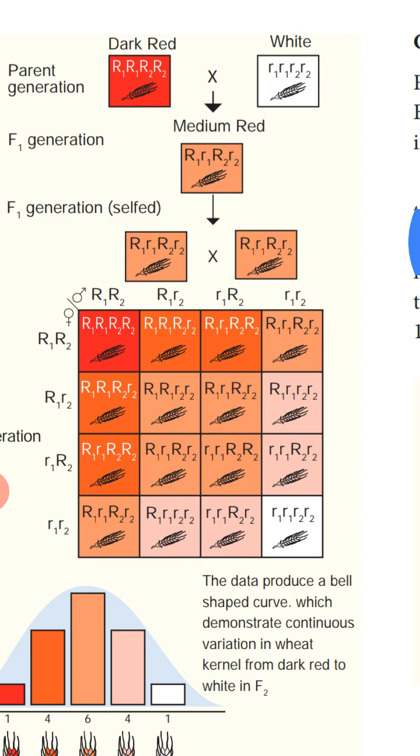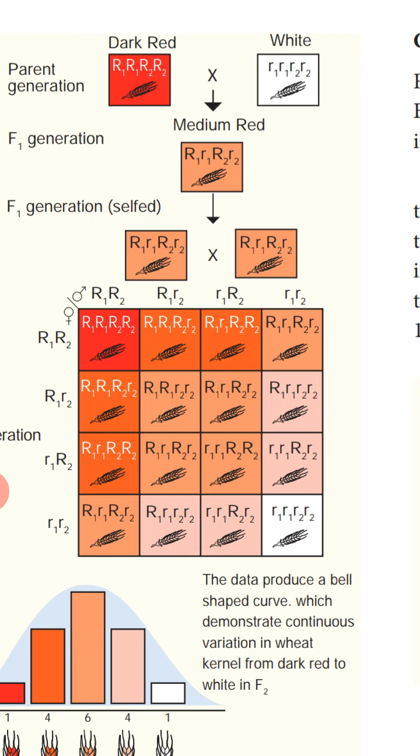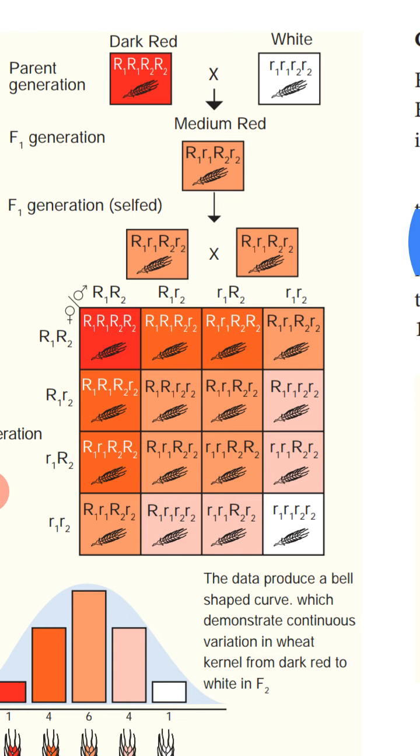Next, when selfing of this medium red plant is done, that is, the same variety is crossed, in the F2 generation we are getting different types of plants, that is, one dark red plant. Okay, so about 15 red plants we are getting, but the intensity of the red color varies. So here you can see only one dark red is there, then different medium red color plants are there, light red is there, and one white plant is present here. So this cross is clear for you.